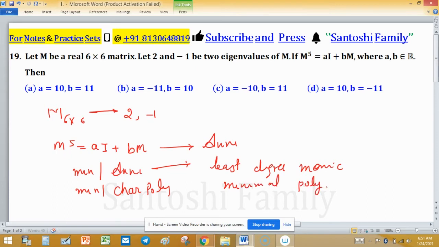So if this given equation is satisfied by M, it is an annihilating polynomial. This polynomial will be divisible by the minimal polynomial, and we know that the roots of the minimal polynomial are roots of the characteristic equation as well as of the annihilating polynomial. So 2 and minus 1 will be roots of the minimal polynomial, so they will be roots of the annihilating polynomial. The annihilating polynomial may be of least degree because the characteristic equation has the same degree as the size of the matrix.